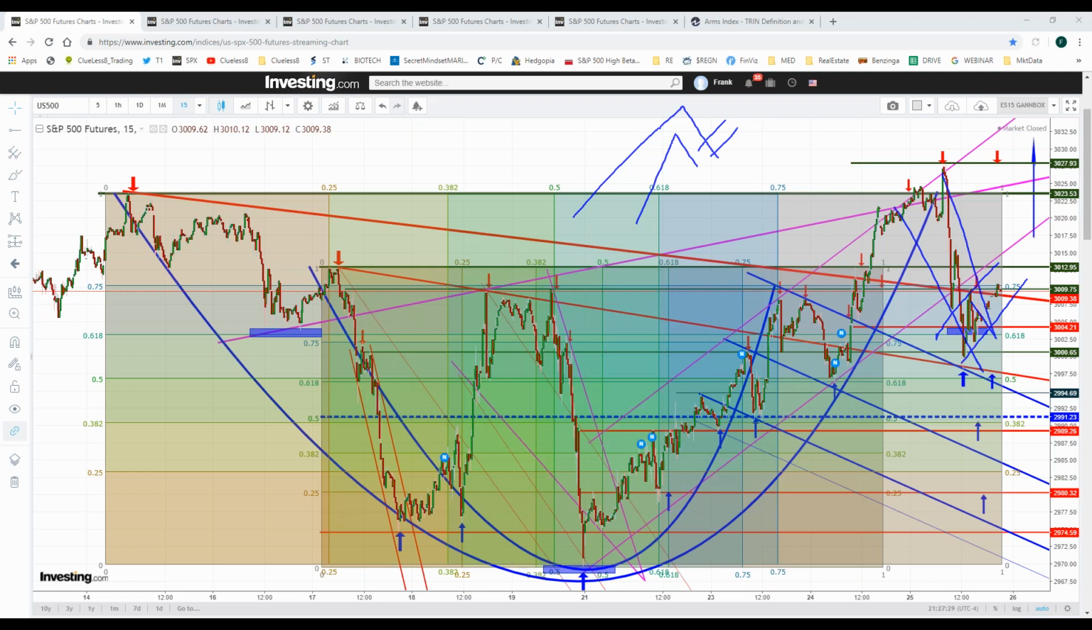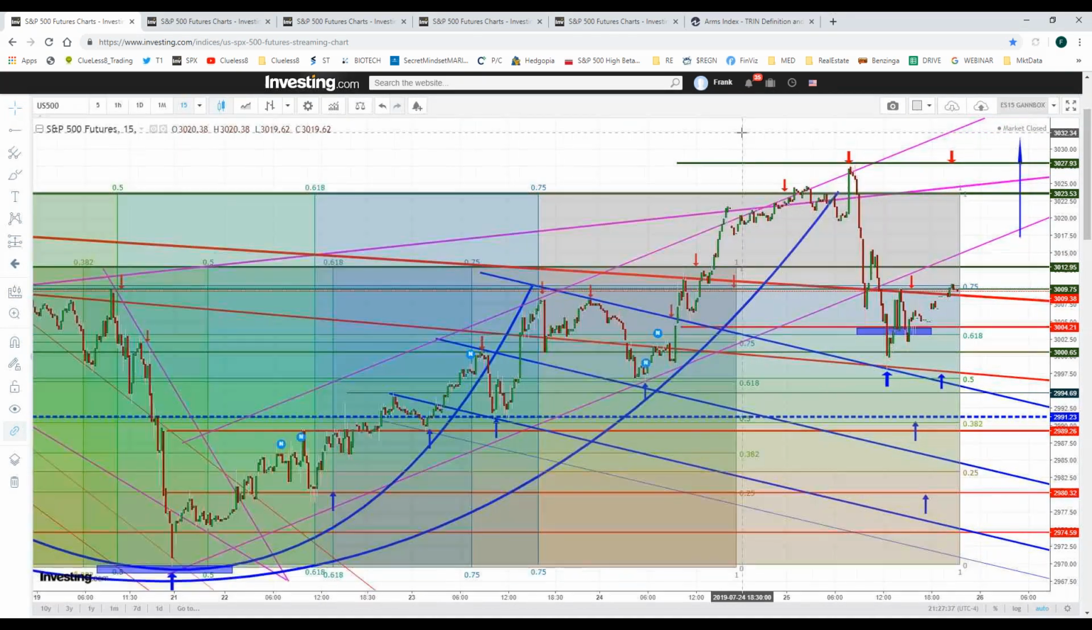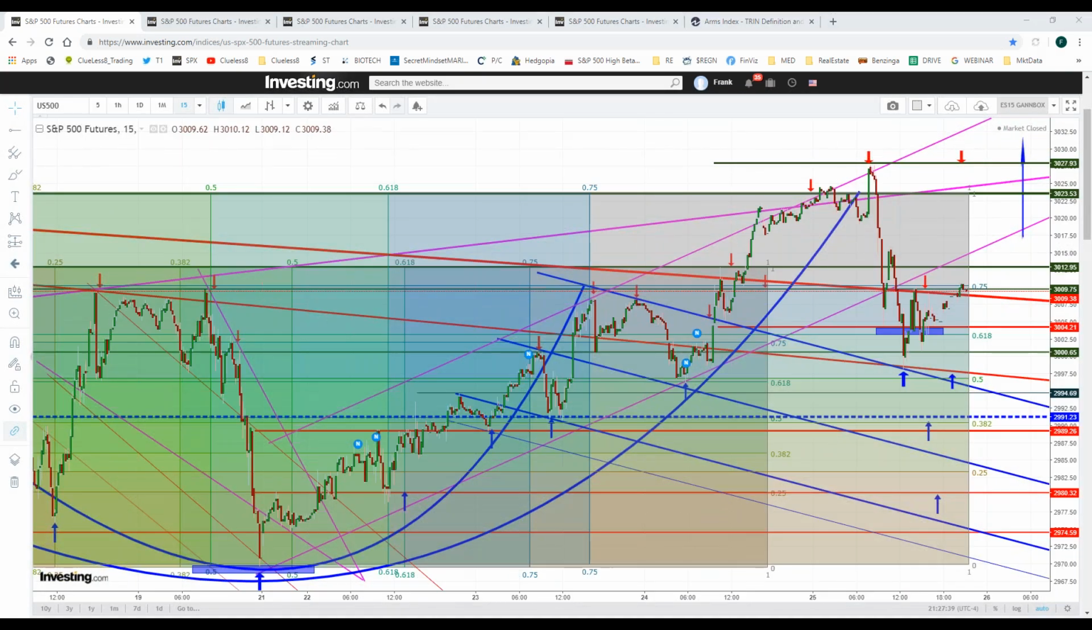Now, the question is, this is where technical analysis gets a little bit tricky. It also depends on how one is looking at the chart. What is this pattern you're looking at, Adam?